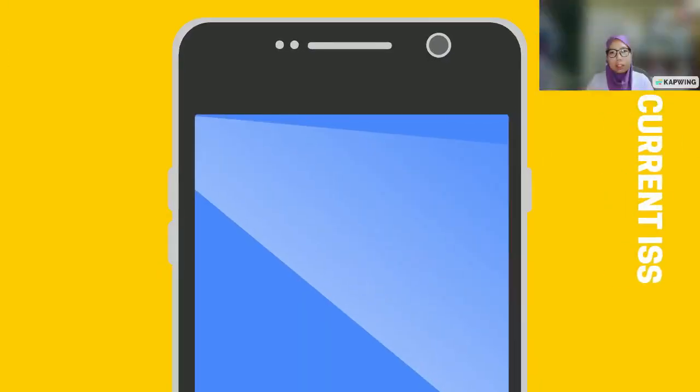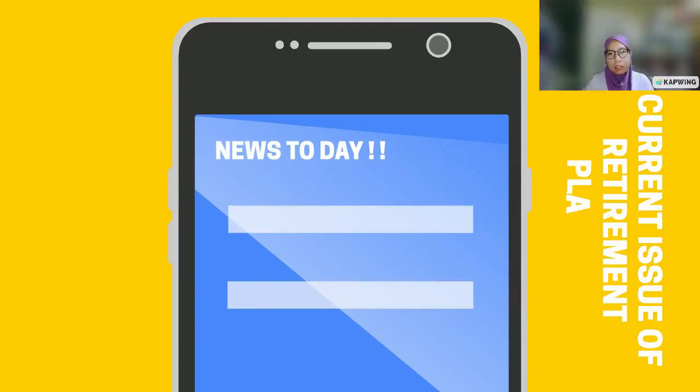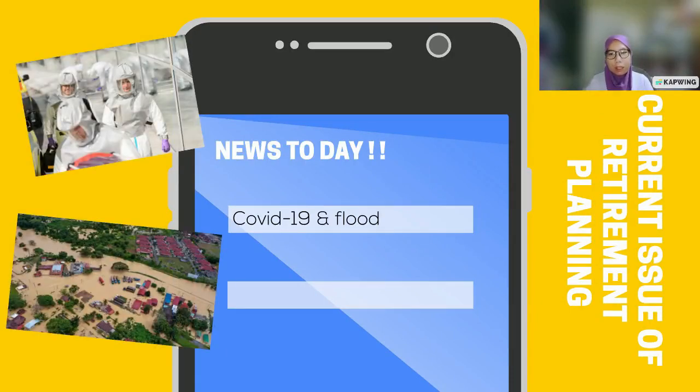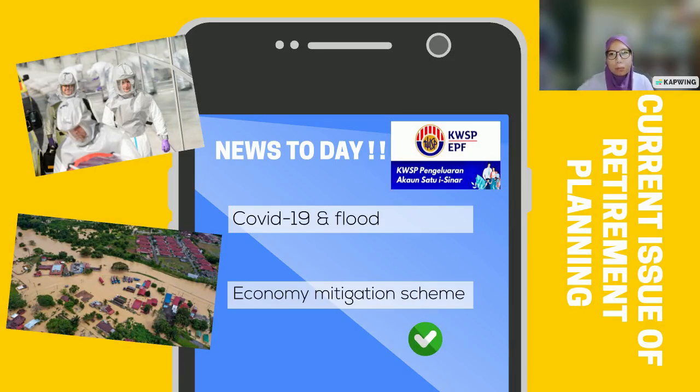Current issue of retirement planning, challenges: COVID-19 and flood. Currently, there are many challenges for Malaysians to start their retirement planning besides the impact of COVID-19 and the flood that happened. Even now, the COVID-19 economic mitigation scheme that provides for early withdrawal from the EPF is bound to drain people's savings.